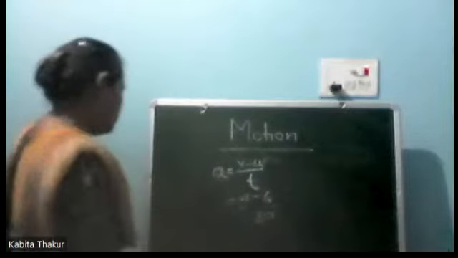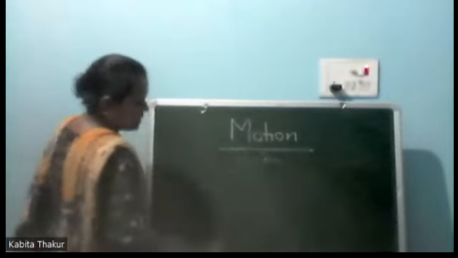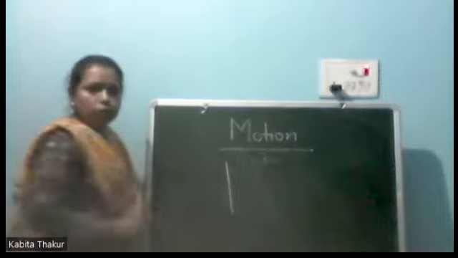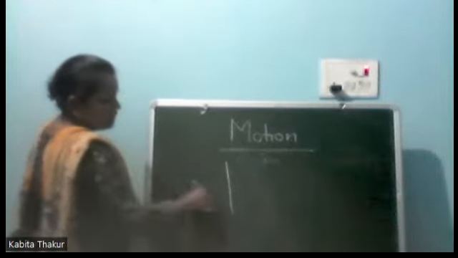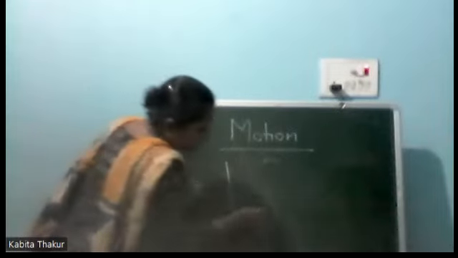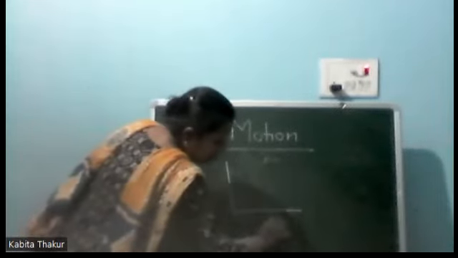So we need 2 physical quantities. Let us take the first physical quantity as distance. If we represent distance here, I am indicating distance simply by d, and here we are indicating the time taken.